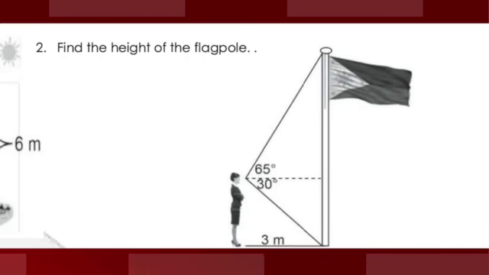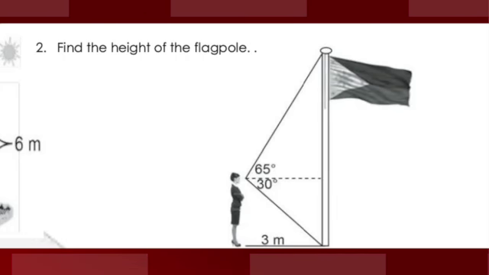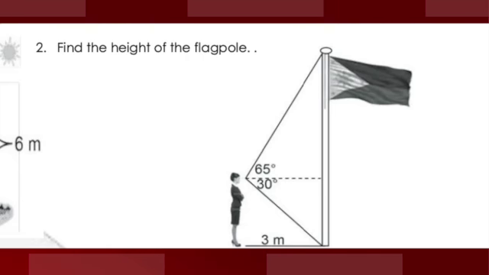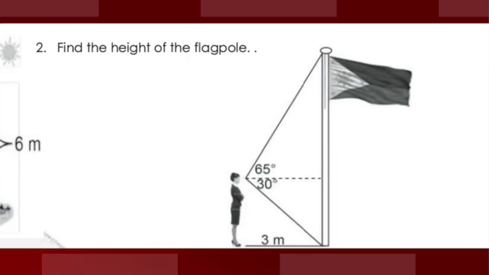Next one. Ito na. Yung nasa taas, ito na. So, 65 degrees, that is the angle of elevation. And then the only available side is the 3 meter. Yung nasa adjacent side niya. Okay? So, paano natin ito malalaman? Dito na tayo gagamit ng trigonometric ratios, which is, I use tangent. Bakit? Kasi the missing side is opposite, yung height ng flagpole. And then the given is 3m.